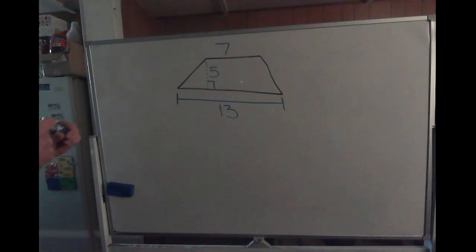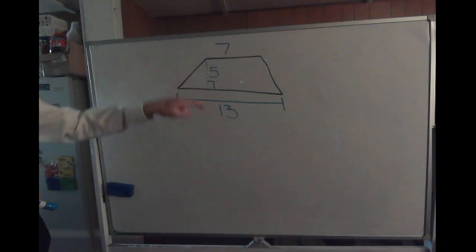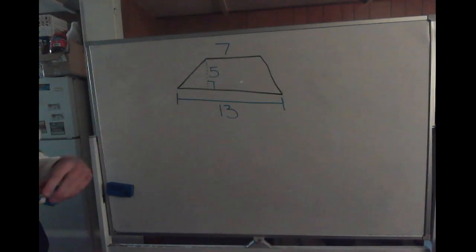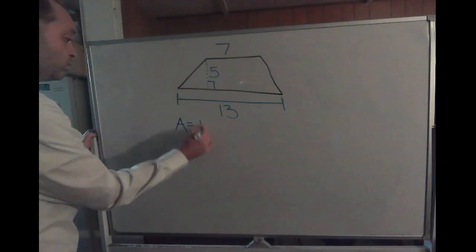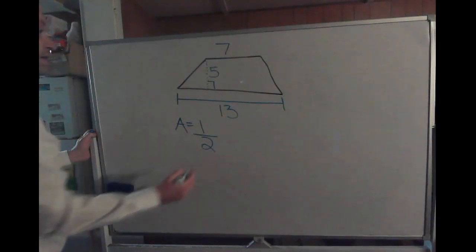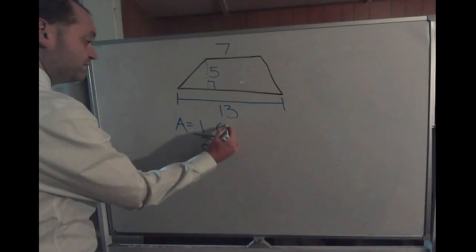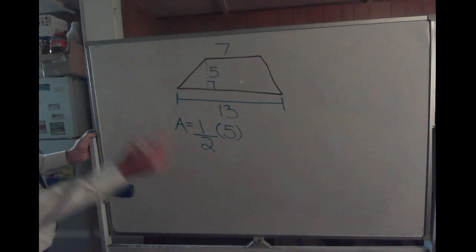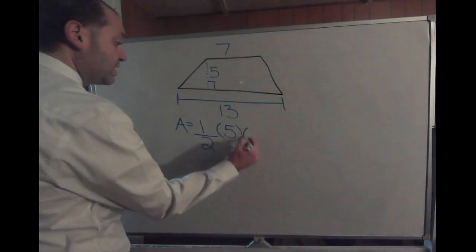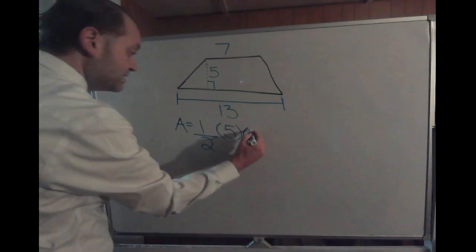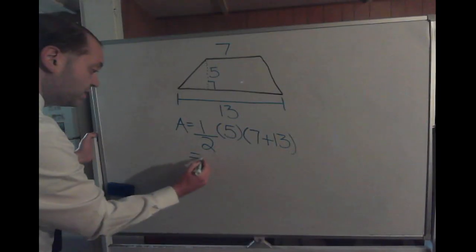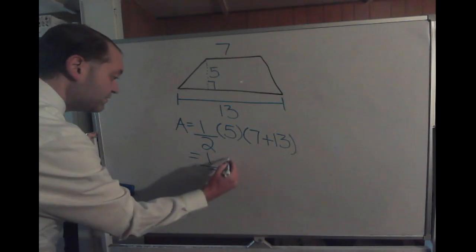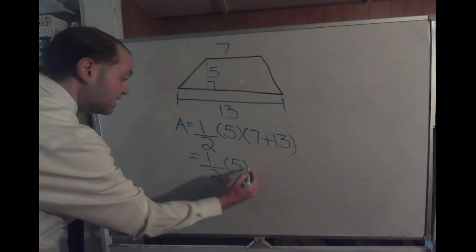All right, so we're going to find the area of this trapezoid that has two base lengths of 7 and 13, and we see that the height is 5. In order to find the area, you're going to take 1/2 times the height, which is 5, times the sum of your two bases, 7 plus 13, which gives half of 5 times 20.